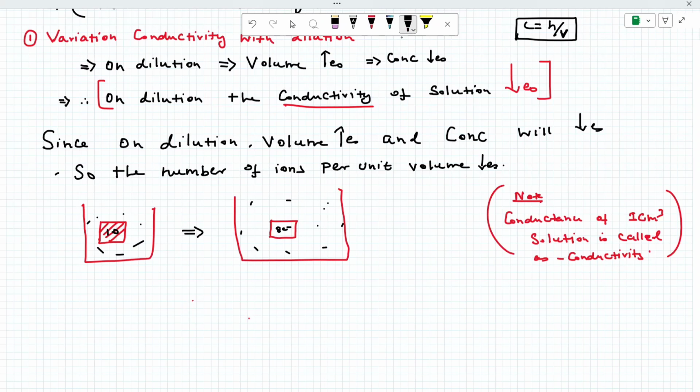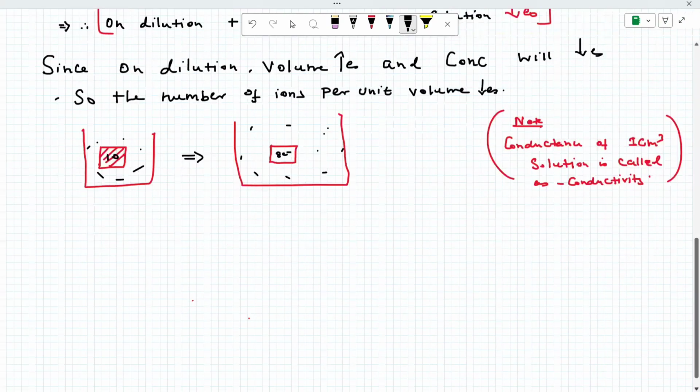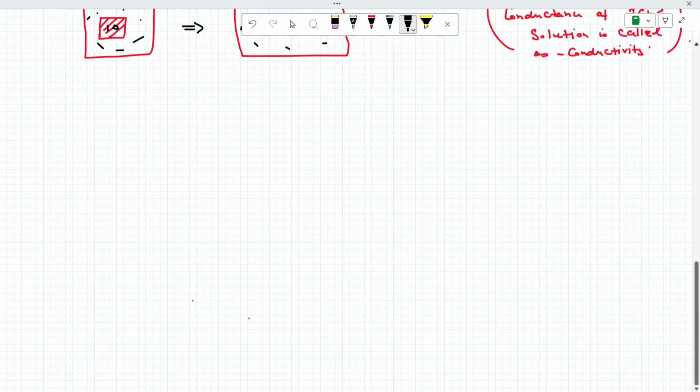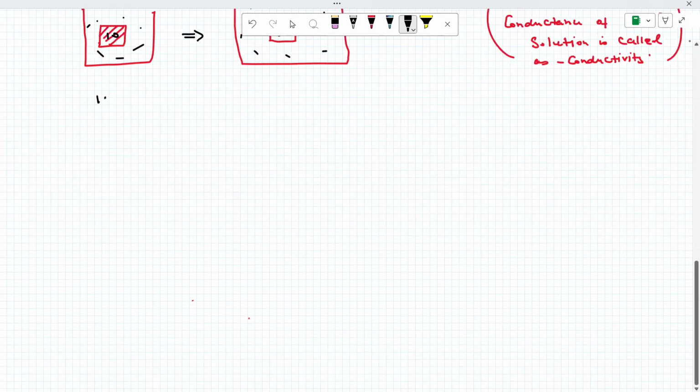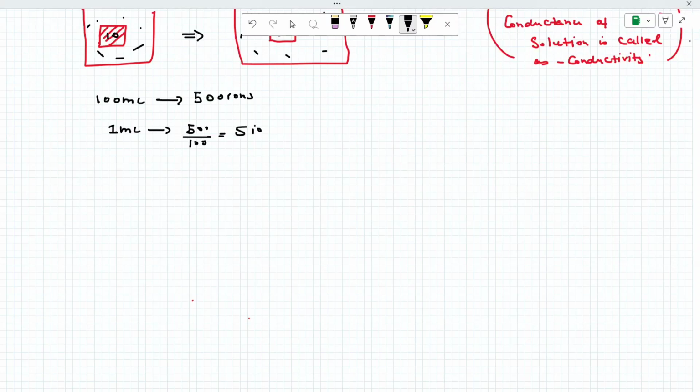We know very well that conductivity is directly proportional to the number of ions. But if the number of ions decreases, conductivity decreases. Now let's see it mathematically, with a small example for understanding only. In 100 ml of solution, I have 500 ions. So how many ions are there in 1 ml? 500 by 100, which is 5 ions. You got the point? If 100 ml has 500 ions, then 1 ml has 5 ions.